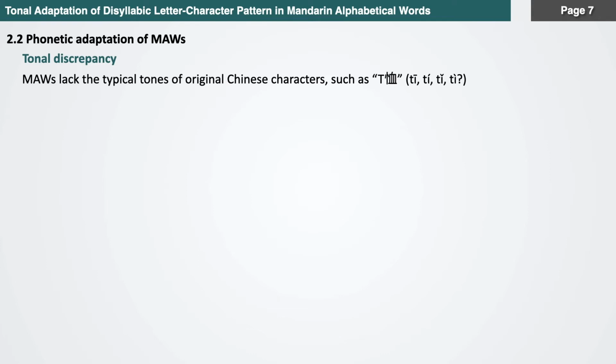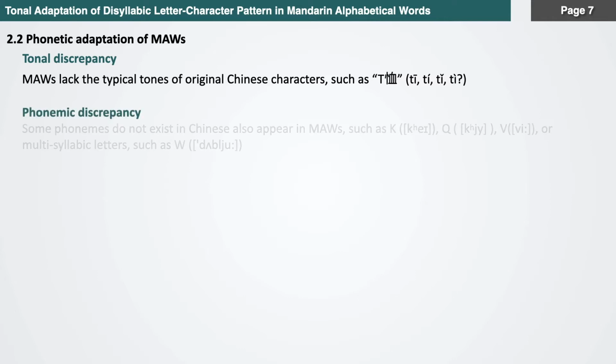Then we need to consider the phonetic characteristics of Morse. After those words were imported into China, several questions appeared. Firstly, there is a tonal discrepancy. We know that there are 4 tones in Mandarin Chinese, and every character has a tone. But it's not the case in English, such as the word T-恤, which means t-shirt. We don't have a specific tone for the alphabet T, so this is the first question.